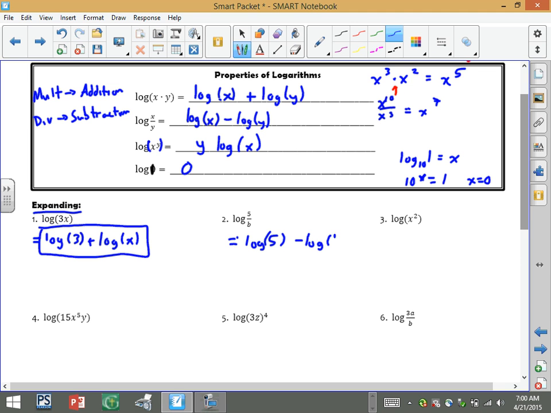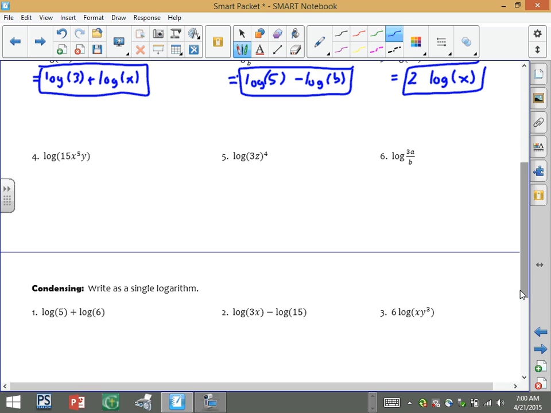I'm not asking you to solve these. We're just basically using the properties to expand them or bring them together. And here that x squared, remember that 2 can come out in front of the logarithm. So we can put it like that. Here we have three things being multiplied together. We have log of 15 plus log x to the fifth plus log of y. And there's one more thing we can do with that x to the fifth. So it's log 15 plus, bring that 5 all the way out front of that particular log, plus log of y.